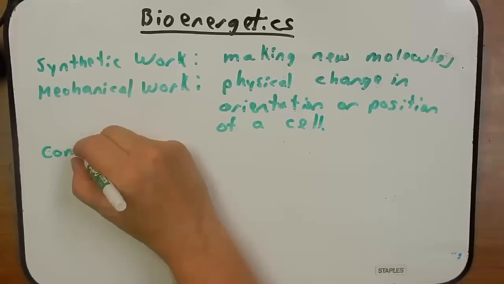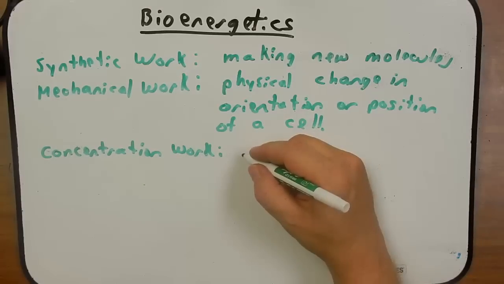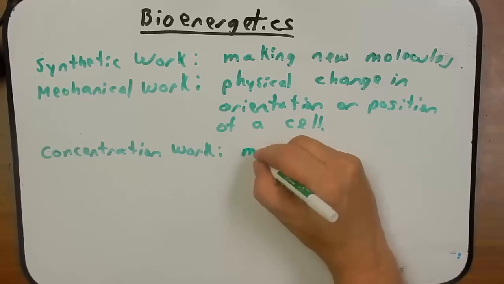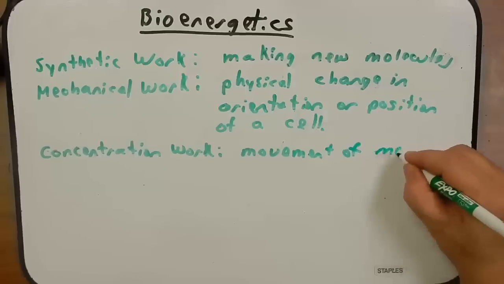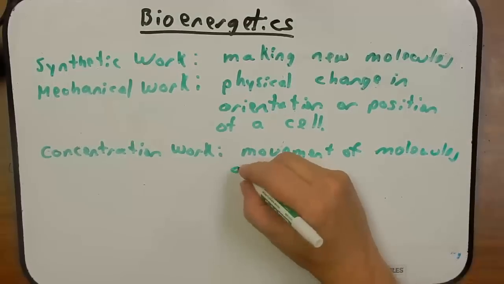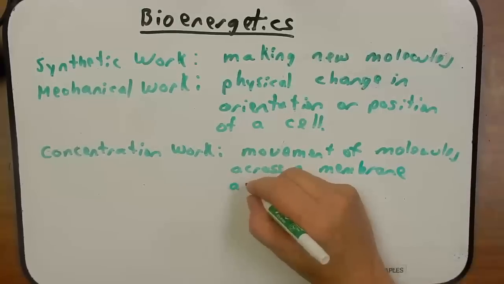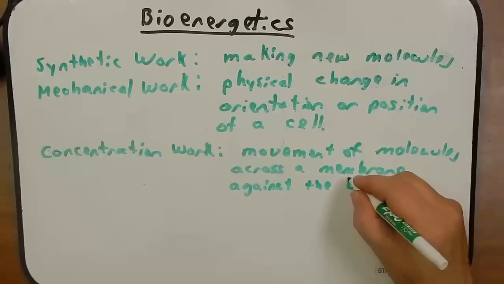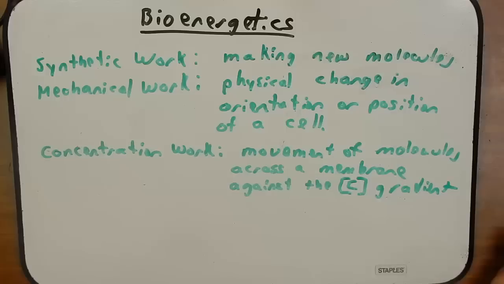Within the cell, we can also think about something called concentration work. We'll talk about this more when we get into the discussions of membranes, but this is the movement of molecules across a membrane against the concentration gradient. So going from a low concentration to a high concentration would be an example of going against the concentration gradient, from low to high.